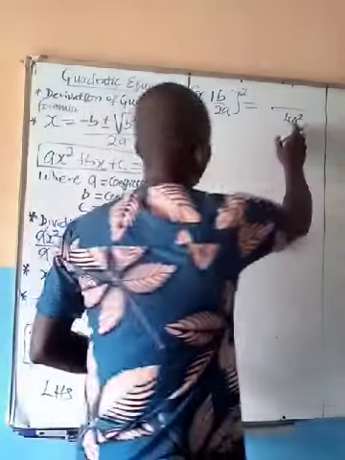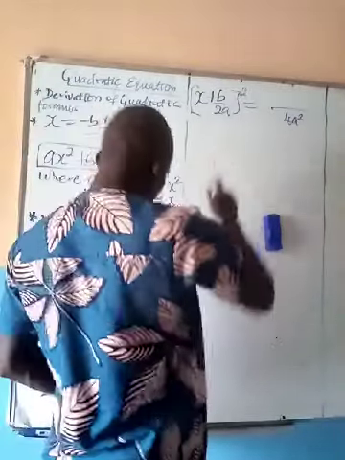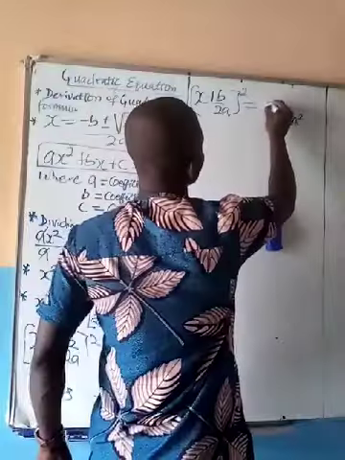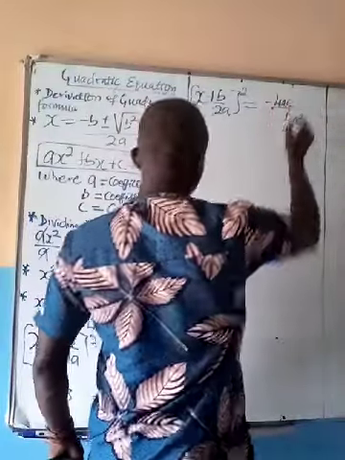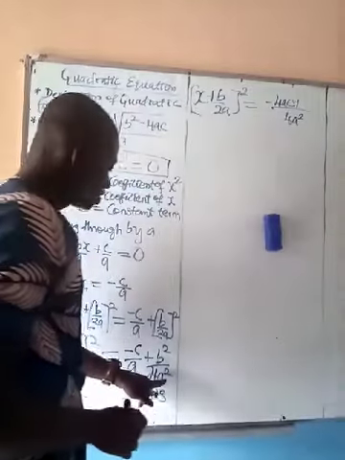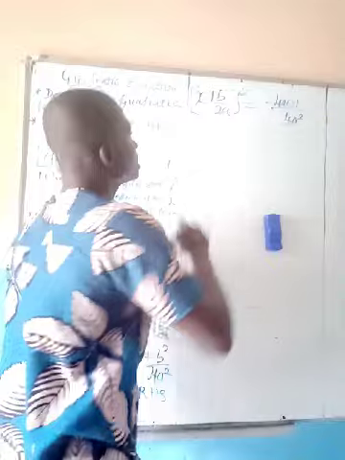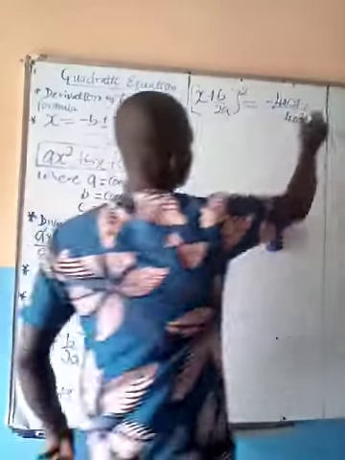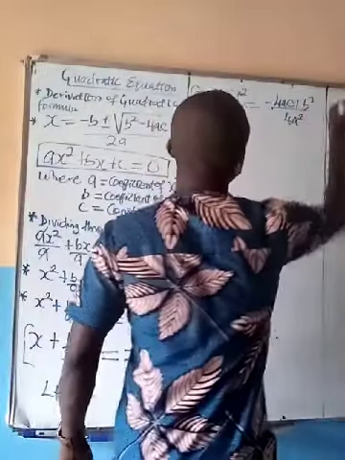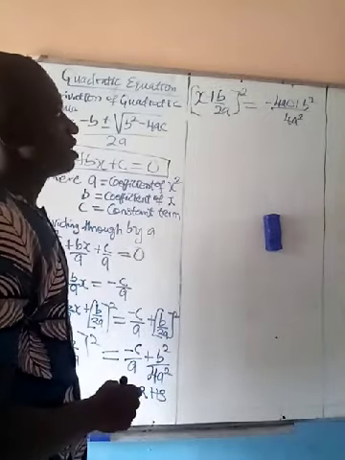Okay? So 4a squared divided by a, we have 4a. Then 4a times minus c, we have minus 4ac. 4a squared divided by 4a squared, we are left with what? 1. So 1 times b, which is the numerator, we have b squared. Now, let's go.